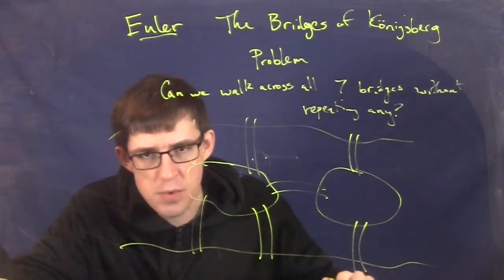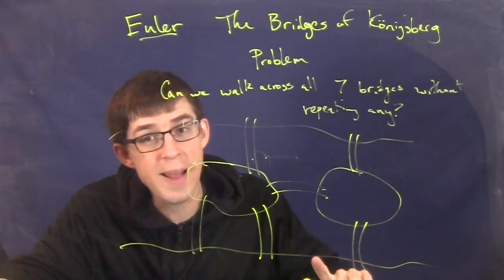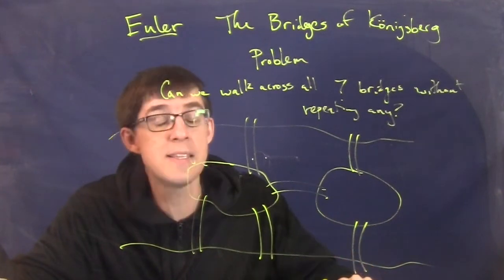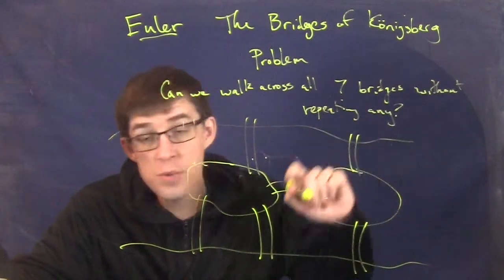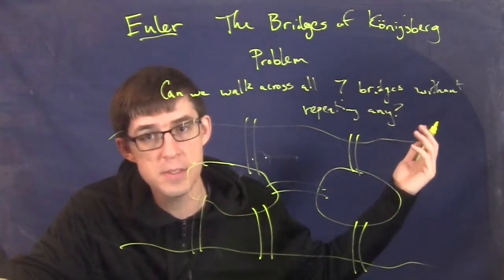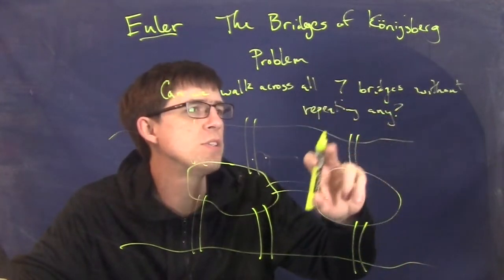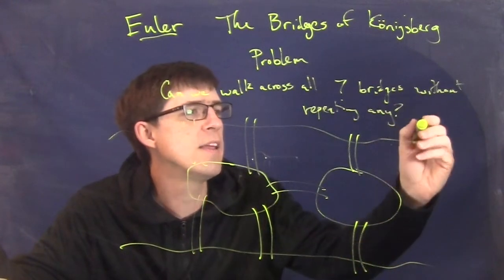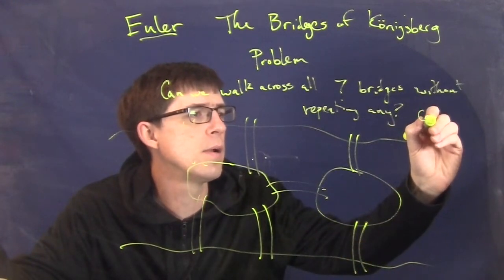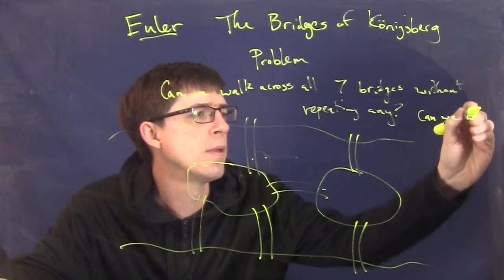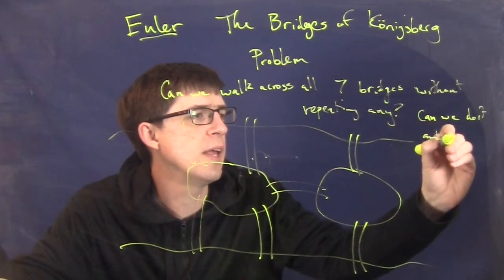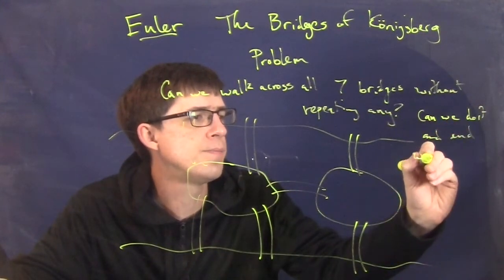And some variations of the questions would say, can you start and end at the same point while doing this? That would be, I guess, maybe harder. I don't know. Can we walk across all bridges without repeating any? And then furthermore, can we do it and end where we started?